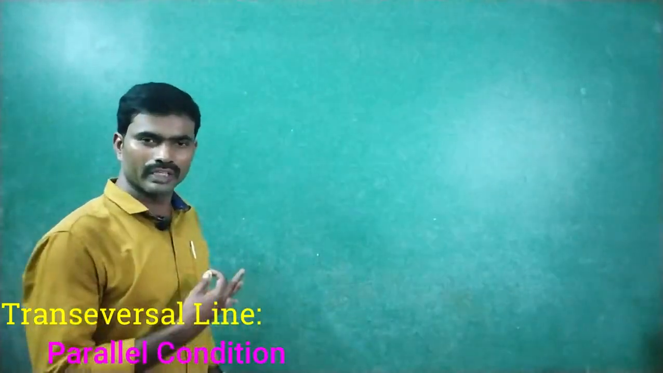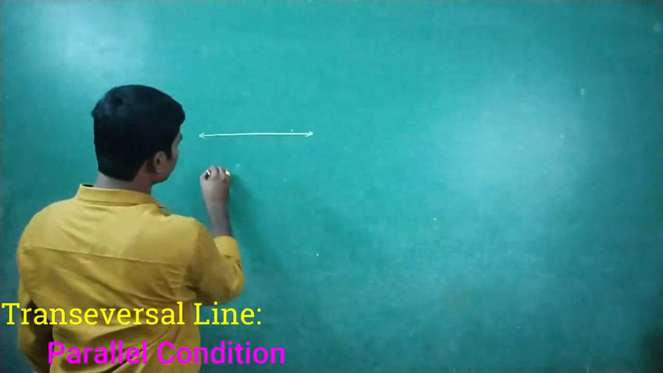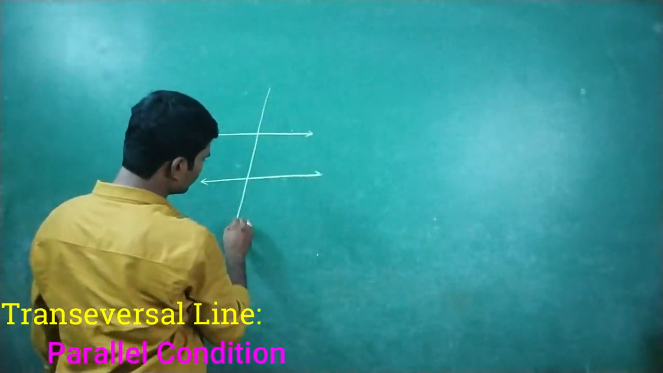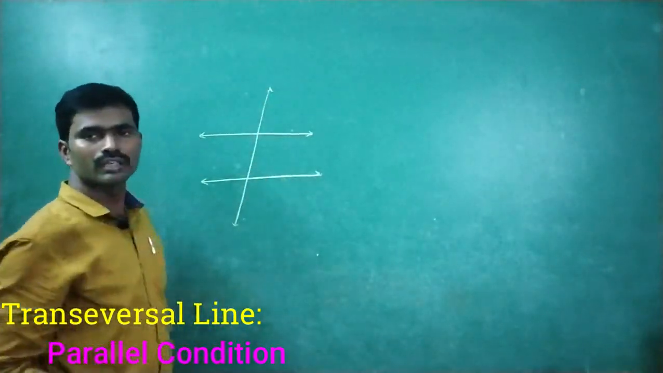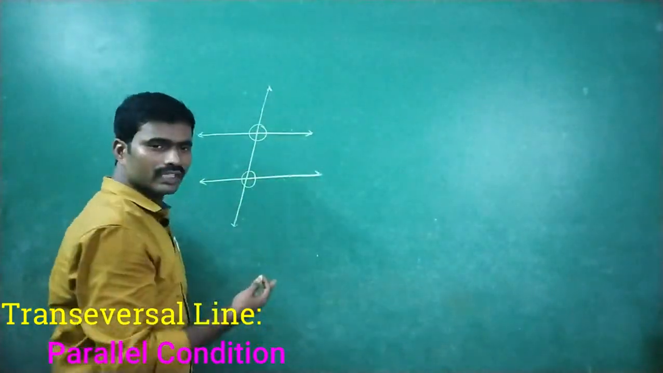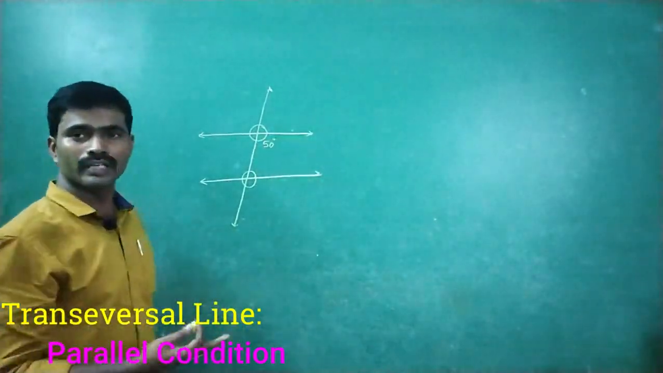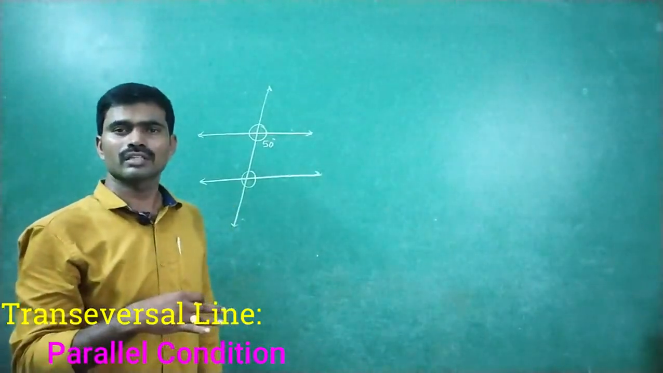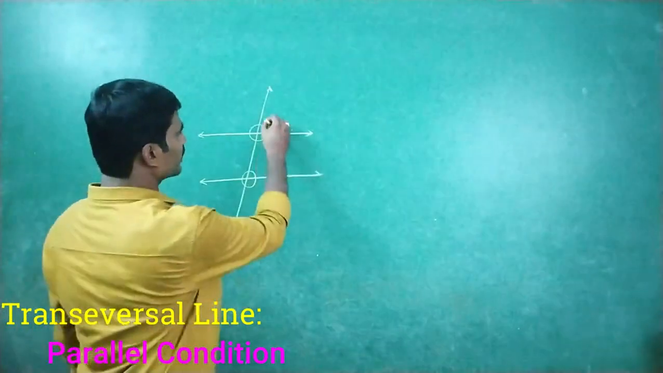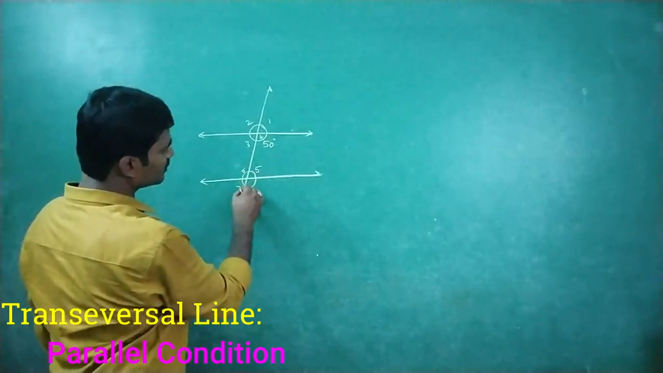We will see one example. If a transversal intersects two parallel lines at two distinct points, then how many angles are formed? 8. If at least one angle is known, suppose I take here 50 degrees, then we can find the remaining 7 angles easily. How can we check? Suppose we take the angles as 1, 2, 3, 4, 5, 6, 7, 8.